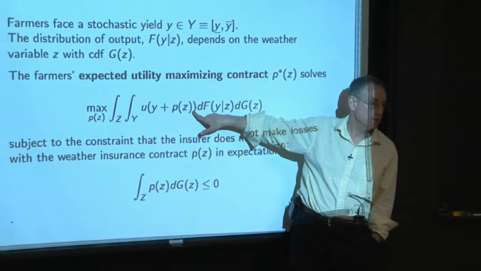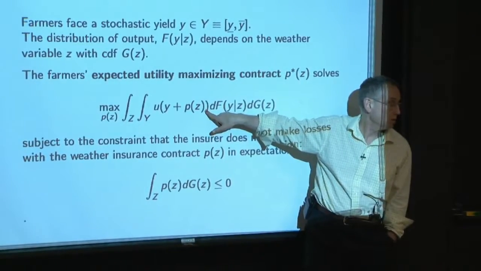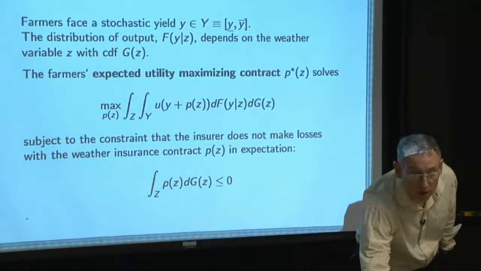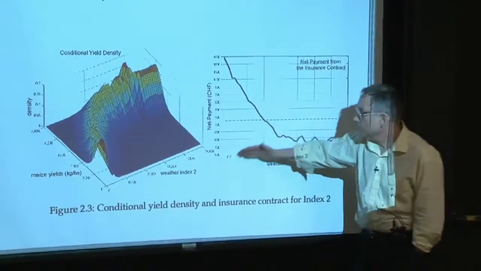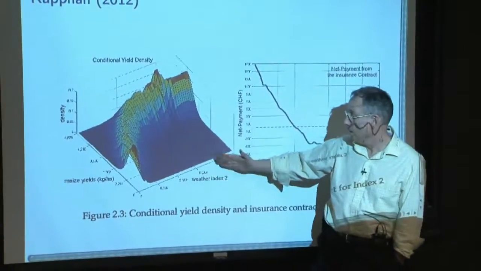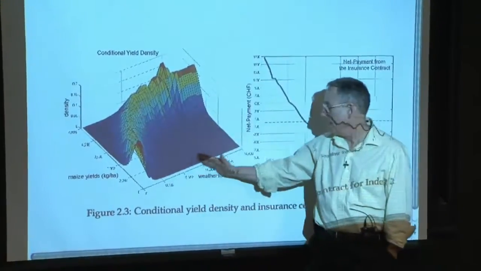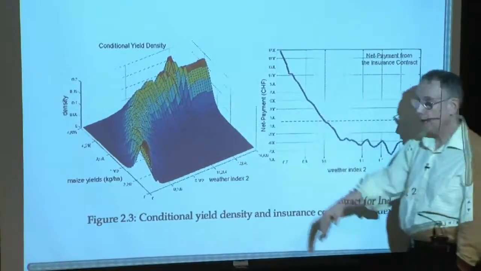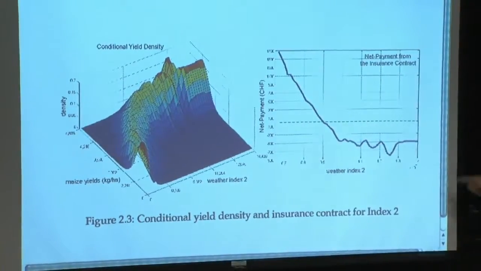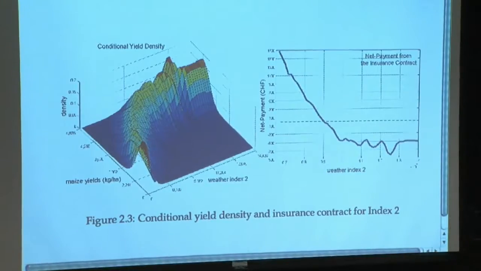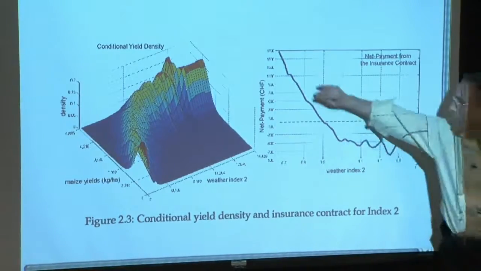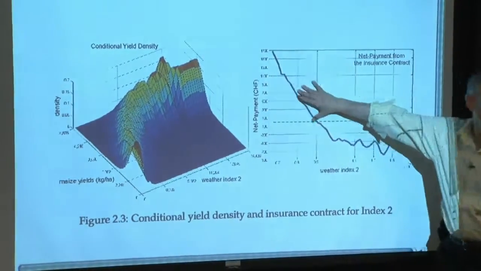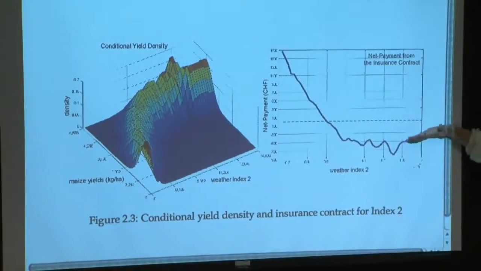How cool. I mean, it really is cool. And you can see in her simulated data the distribution of yields for any index. And then here's the optimized payout, which is basically positive, definitely nonlinear.